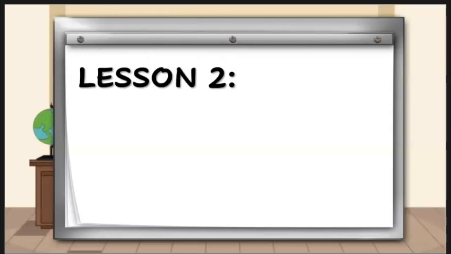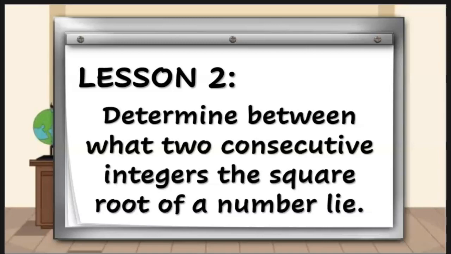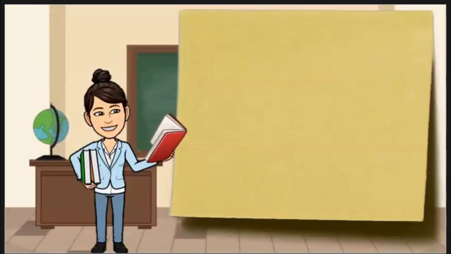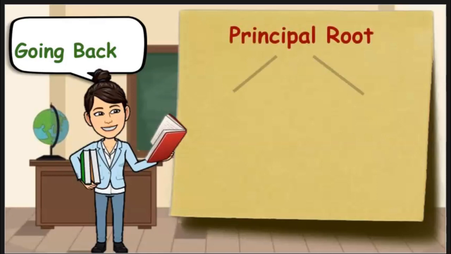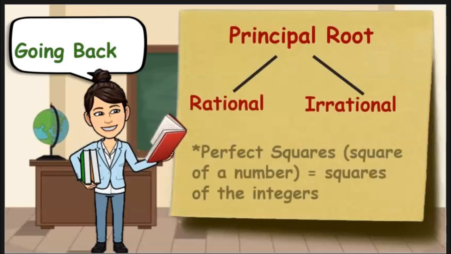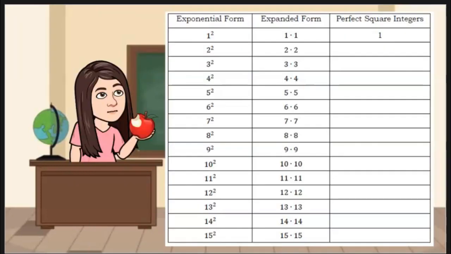To lesson 2. Determine between what two consecutive integers the square root of a number lies. In your previous lesson, you have learned how to describe the principal root if it is rational or irrational. Now, let us review perfect square integers. The perfect squares, also called squares of a number, are the squares of the integers. On page 12, complete the table by continuing to answer from 2 to 15. Number 1 was already done for you. Try to remember them up to 15.